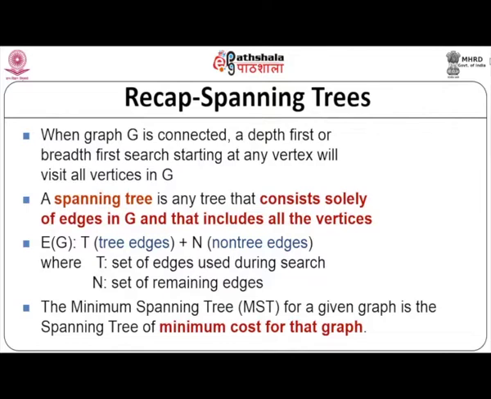So, how do you find the tree edges? We will go into that. So, T is a set of edges used during search of that tree, and N is the remaining edges which we do not include for whatever reason. So, basically we do not include edges because it is not among the minimum, or because if you include that edge it forms a cycle. So, the minimum spanning tree for a given graph is a spanning tree of minimum cost for that graph. So, basically we are converting from a graph which may have cycles to a tree which does not have cycles. So, that cycle is an important part of the differentiation between the graph and the tree.